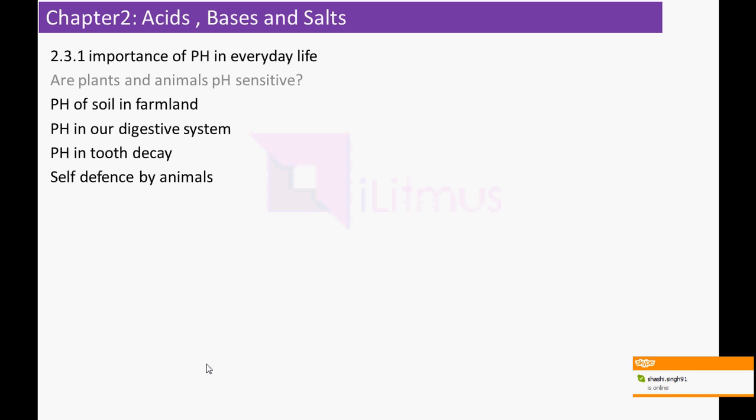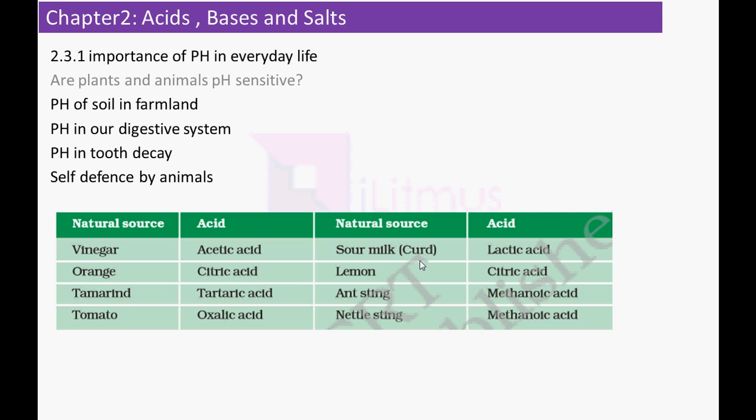Self defense by animals. Have you seen how bees, when they sting, you feel very jittery? Those contain some acid. A typical natural source, and what kind of acid? Vinegar, orange, citric acid, turmeric. So all this you can see. There are natural resources where you find different kinds of acids.